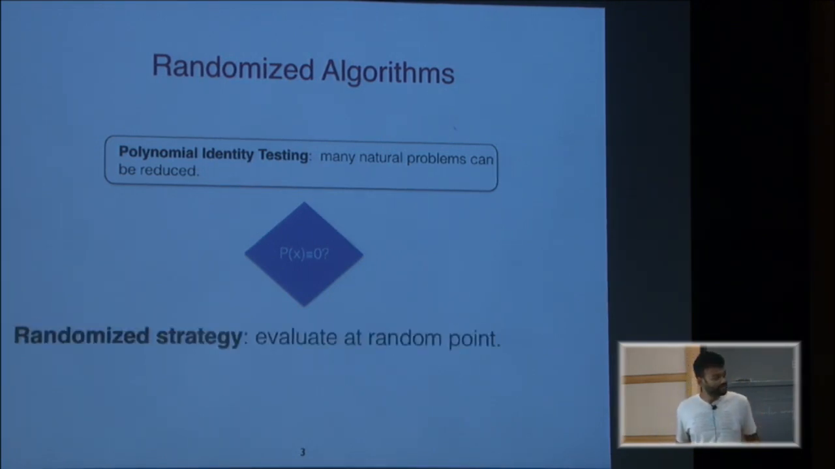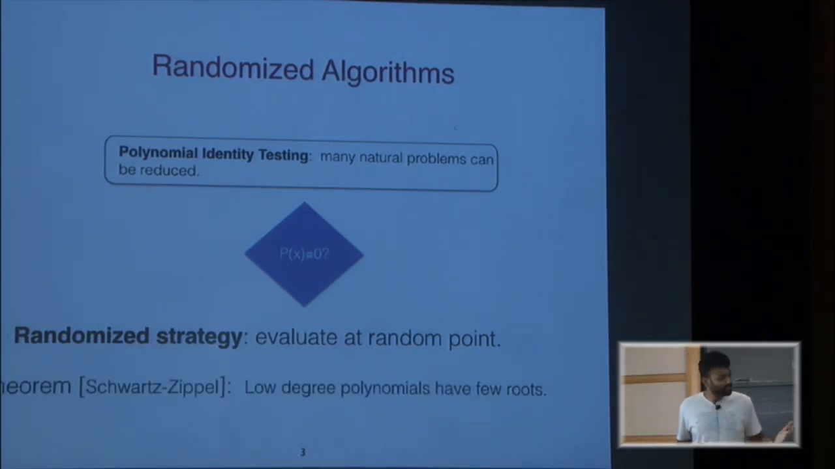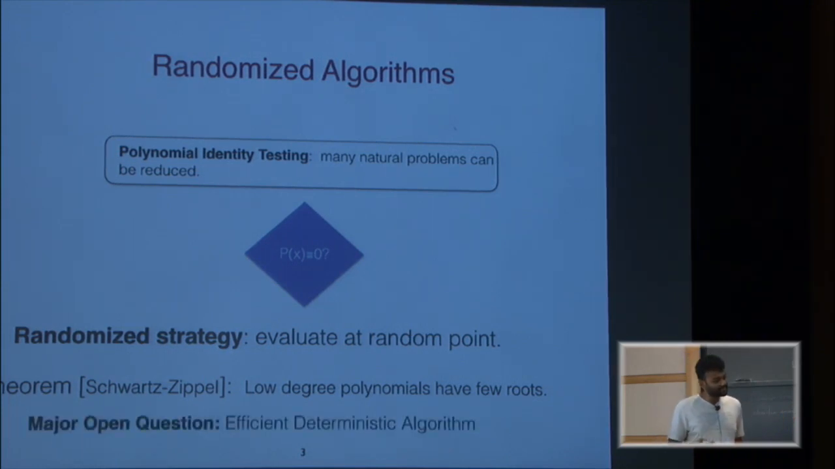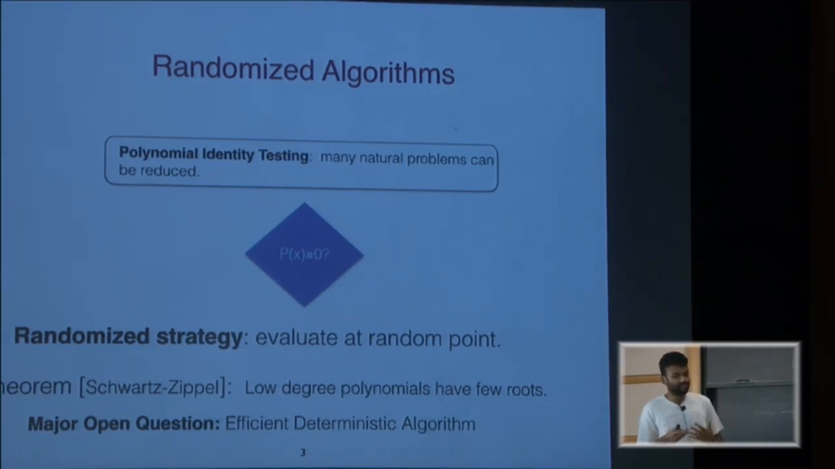So a random strategy is just to evaluate it at a random point in a field. You want to know if it's identically zero. Yes, identically zero. And there's this lemma, the Schwartz-Zippel lemma, which says that multivariate polynomials of low degree have few roots, and this says that the random strategy works with high probability. But it's a major open question. The naive deterministic thing would be to expand out the whole polynomial, check each coefficient of each monomial, which takes order n to the d time, if d is the degree of the polynomial. So that runs exponential in the degree.